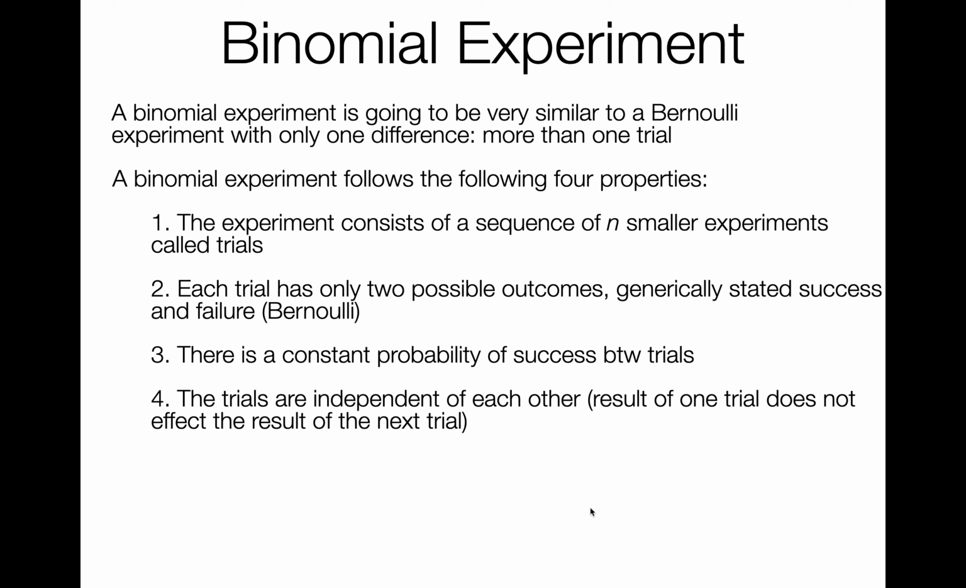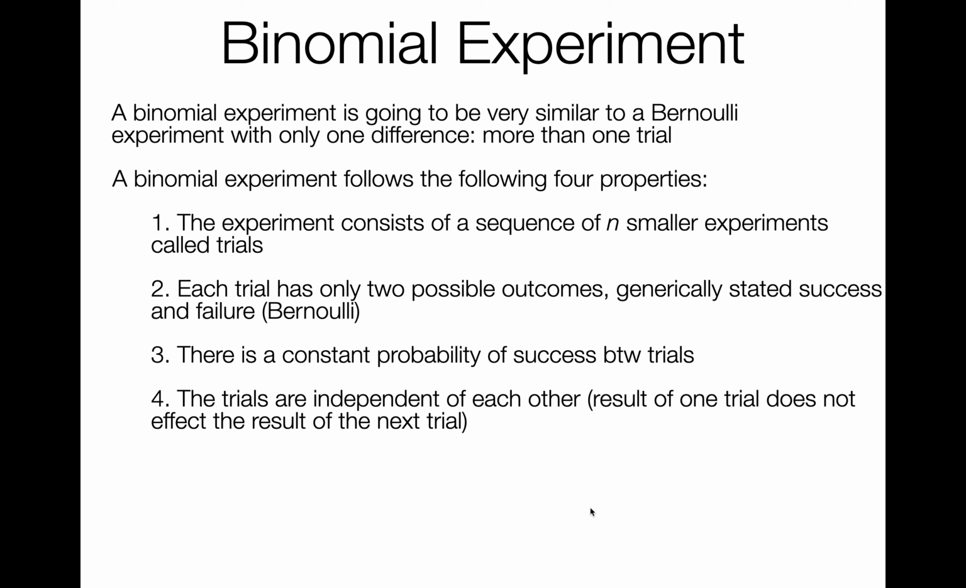We've talked about independence before, but it has to be adapted to this situation. It means that I flip a coin and it lands heads. Great. That has no influence on whether the next coin flip is also going to land heads or tails. If these four things are met, a sequence of n trials, each trial has two outcomes, constant probability, and the trials are independent of each other, then it's a binomial experiment. That indicates that I can use a binomial probability distribution to describe the situation.